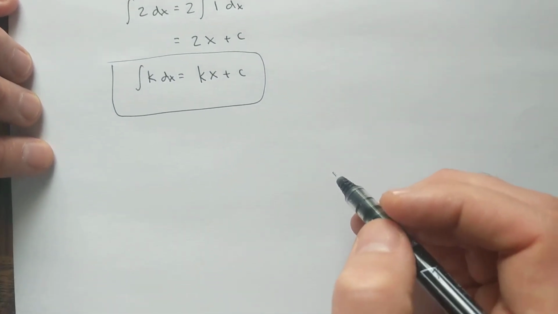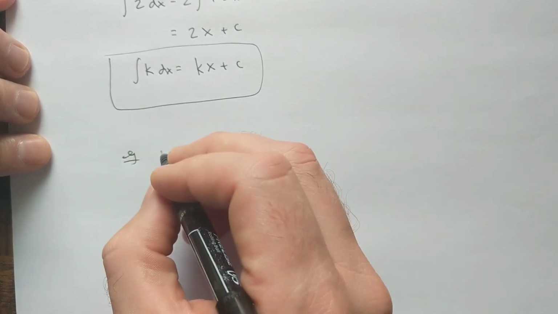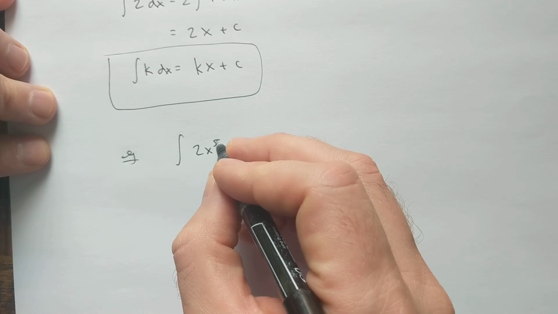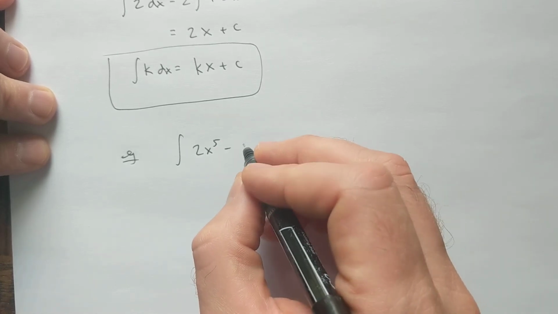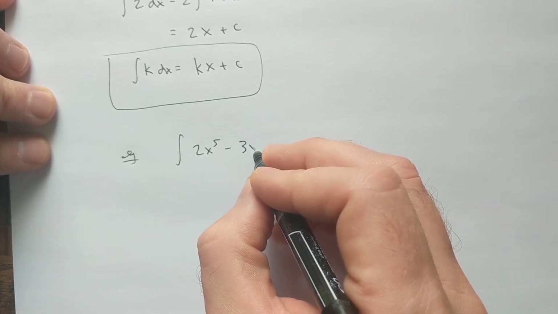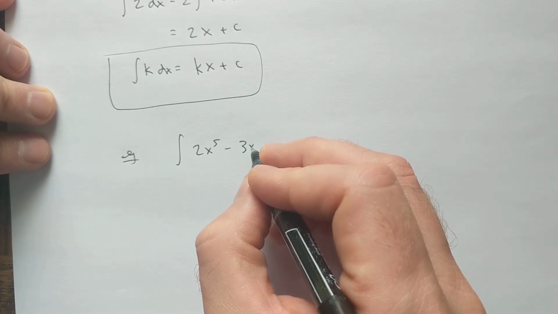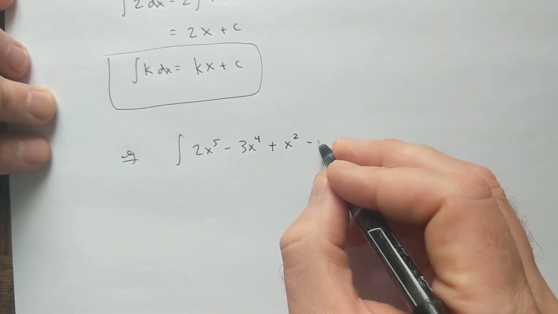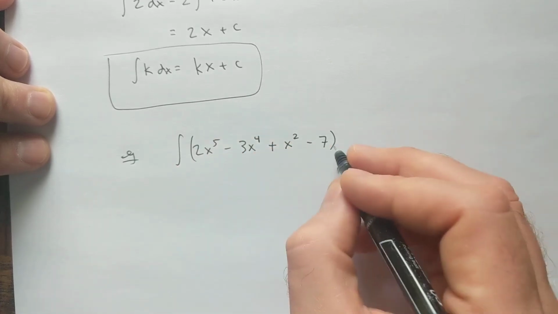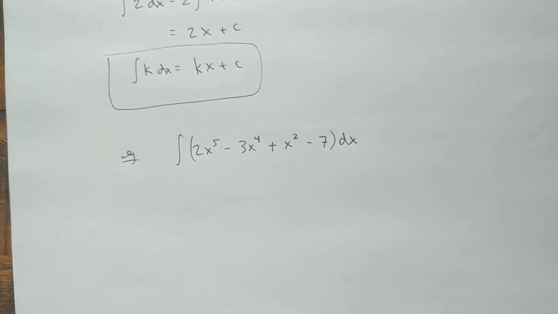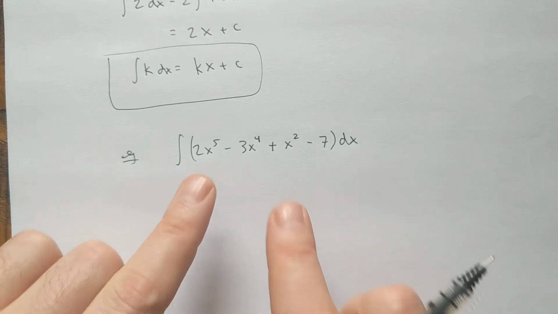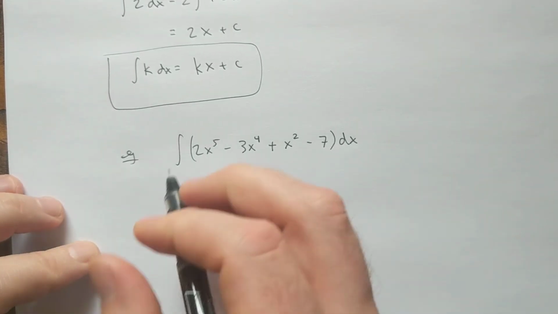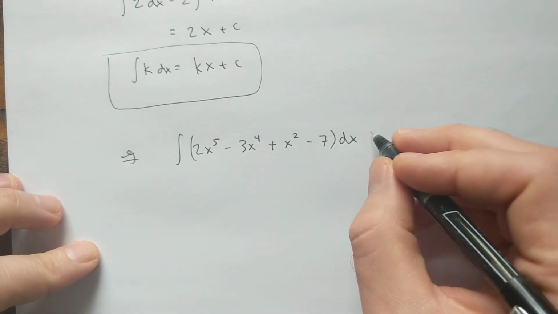And let's do one last example just to drive this point home. So if I'm taking the integral of, say, 2x to the 5th, well, we already did that one, that's fine, minus 3x to the 4th plus x squared minus 7. So I'm going to break this down into 4 integrals, and I'm going to kind of do this all in one step.